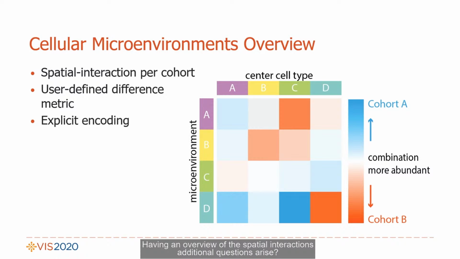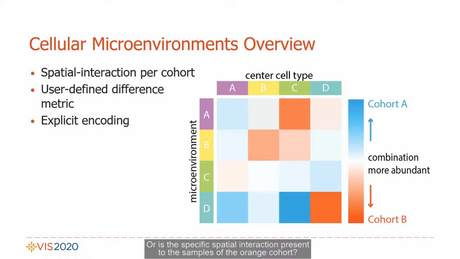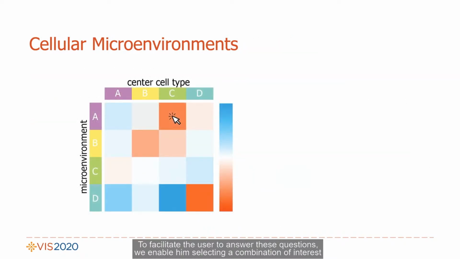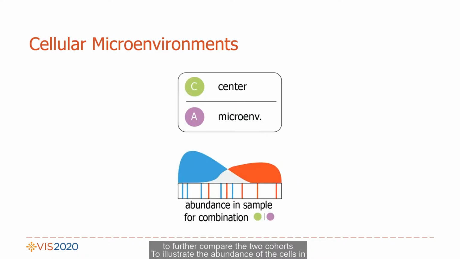Having an overview of the spatial interactions, additional questions arise. Does the addition of yellow cells on top of purple cells in the microenvironment of green cells further differentiate the cohorts? Or is this specific spatial interaction combination present in all the samples of the orange cohort? To help the user answer these questions, we enable selecting a combination of interest, pre-populating the detailed view. Then, the user can start composing cell type combinations to further compare the cohorts.